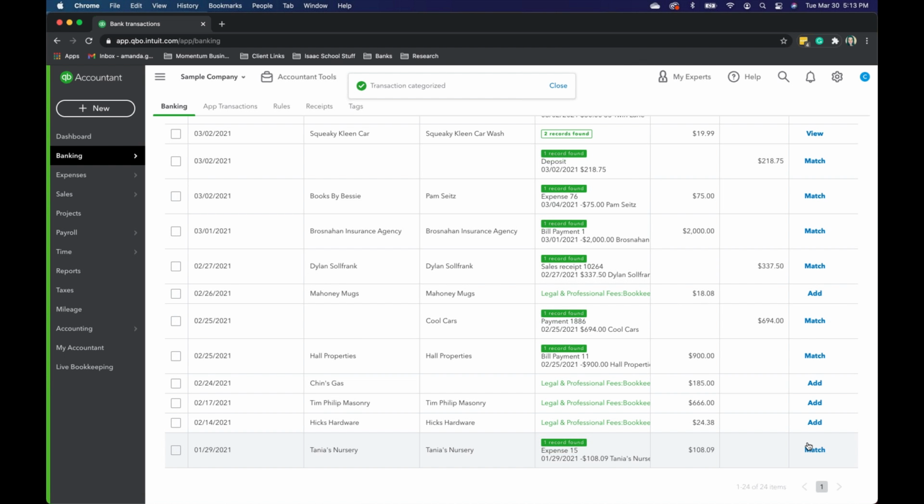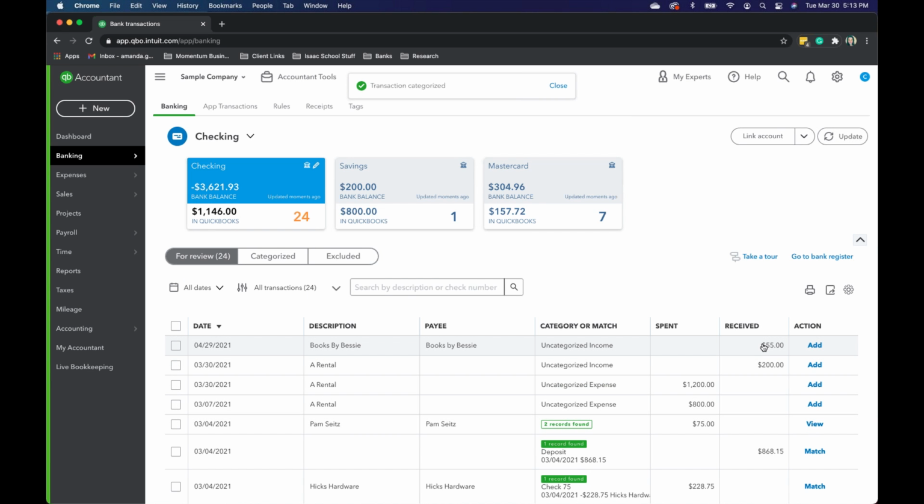And now several months later, we see $55 coming into our account. And this is because Books by Bessie has reimbursed us for that payment we made back in January. And when we look at the financials later to see how this shakes out in our balance sheet and in our profit and loss, you will see why they refunded us.